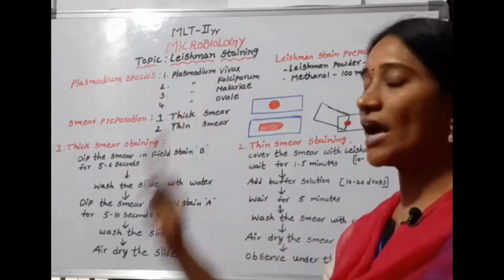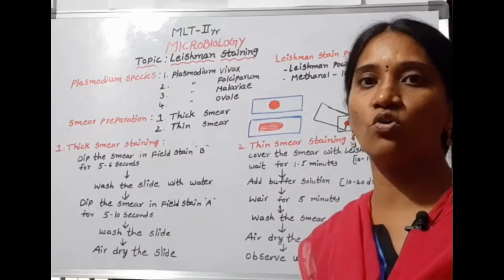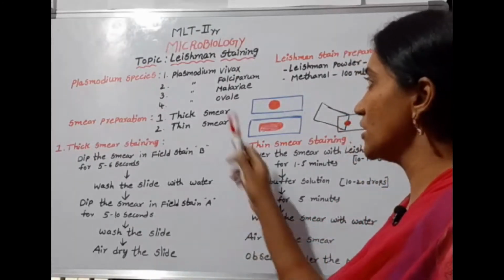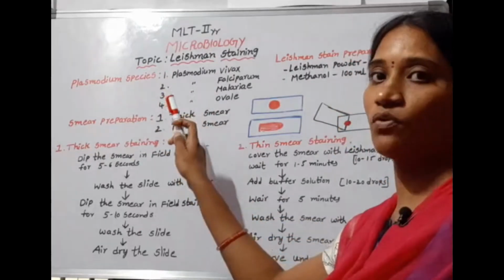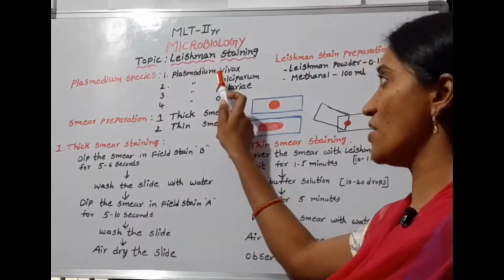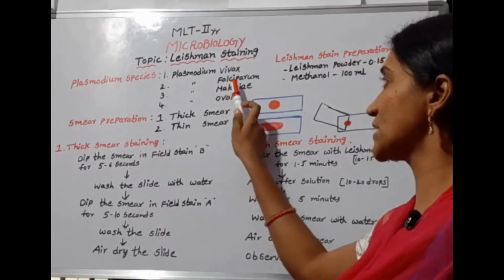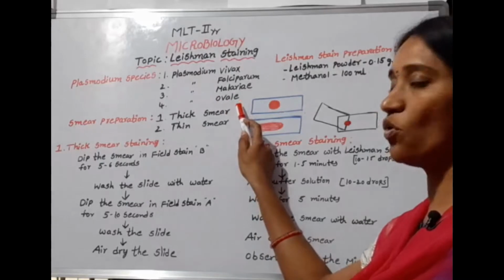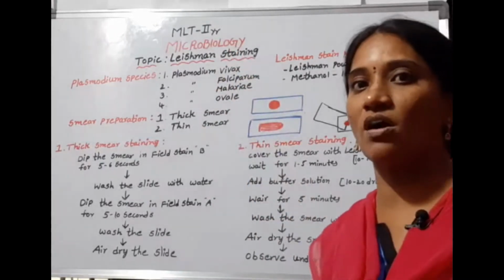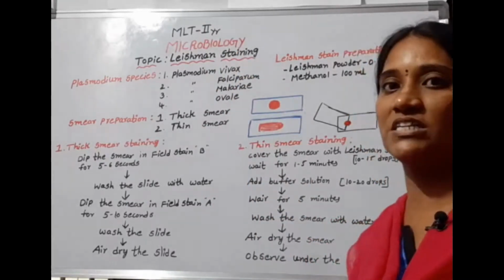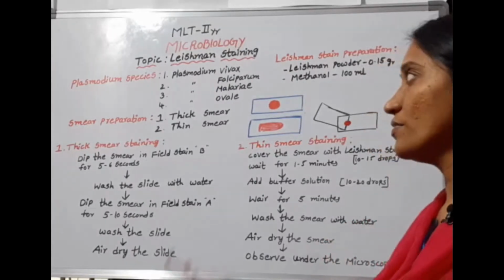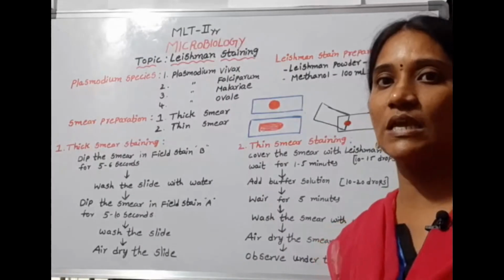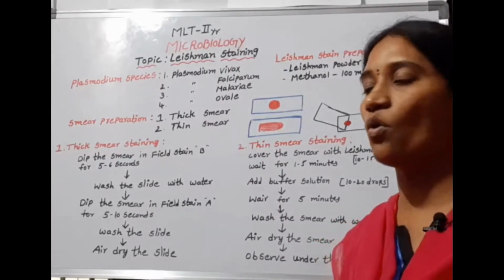Malaria is caused by Plasmodium. There are four Plasmodium species: Plasmodium vivax, Plasmodium falciparum, Plasmodium malariae and Plasmodium ovale. These four species cause malaria.